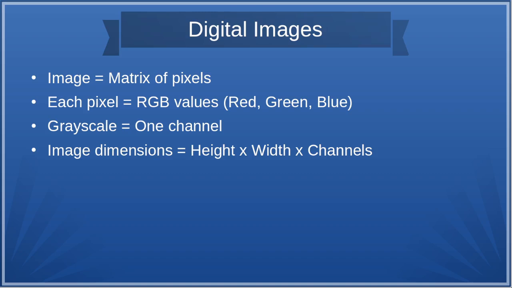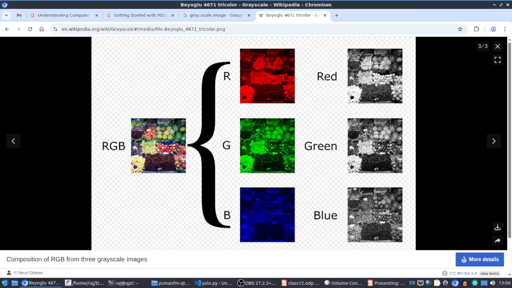Grayscale is one channel. So in case of a normal image, it will be three channels, right? Red is one channel, green is one channel, blue is one channel, and grayscale is one channel, but the intensity will be varying from 0 to 1. So this one is an example of a grayscale image, right? An RGB image has three channels: red channel, green channel, and blue channel. And each channel can be converted into grayscale, like a single color, but with varying intensity, right?